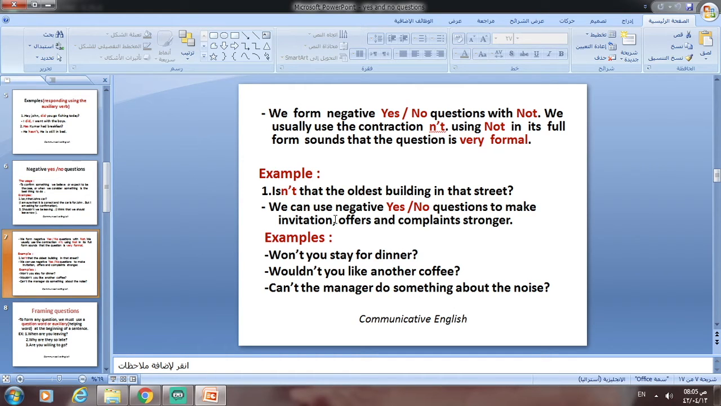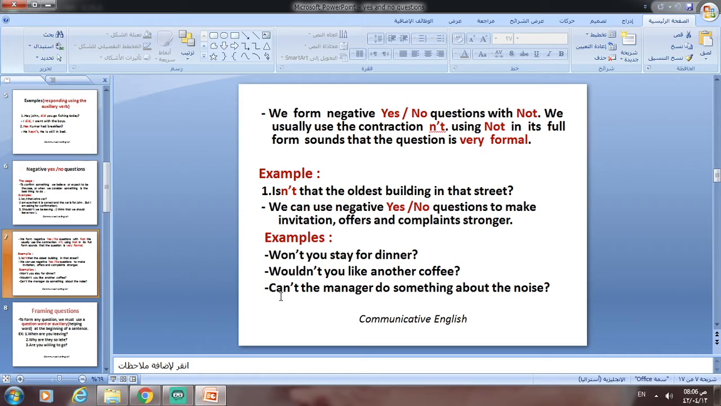We can also use negative yes/no questions to make invitations, offers, and complaints stronger. Let's see some examples. Won't you stay for dinner? This means I am inviting you to stay for dinner. So here we use the negative yes/no question to make an invitation. The second example: wouldn't you like another coffee? This expresses an offer, as I am making an offer.